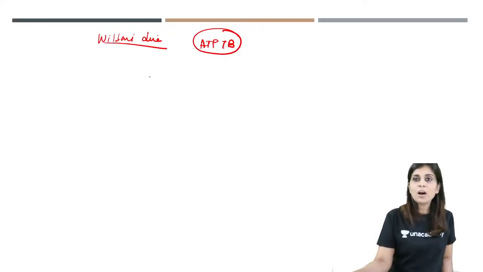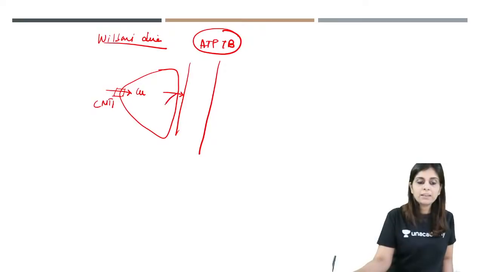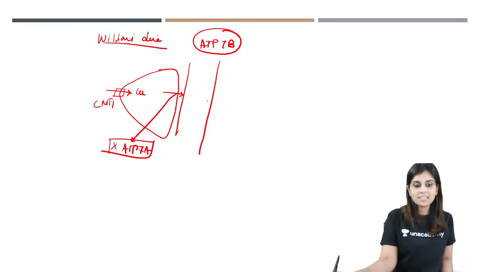And what is the role of ATP7B? First, let me tell you about how copper gets absorbed along the intestine. Copper gets absorbed along the apical side through copper membrane transporter 1. It gets into the cell. And for it to get across the basolateral side to reach the portal circulation, it is dependent on ATP7A. Only when a defect of ATP7A is observed, we call it Menkes disease.